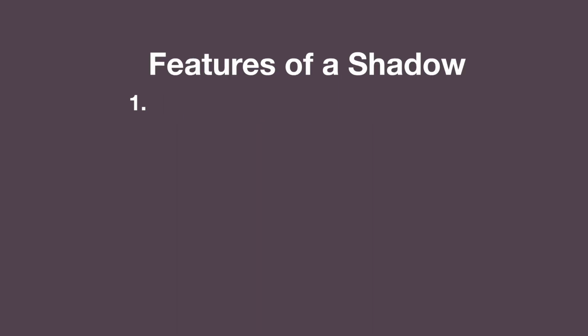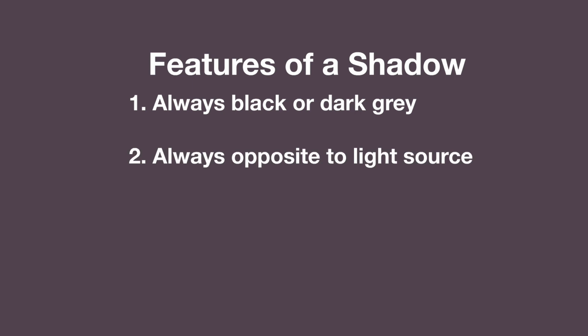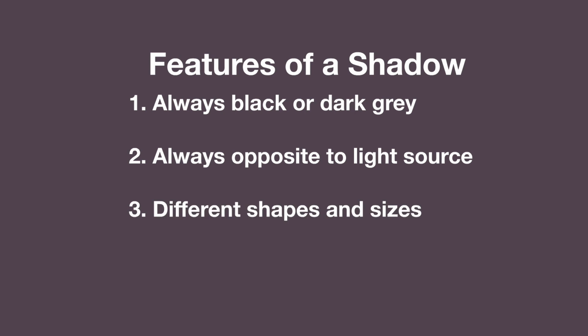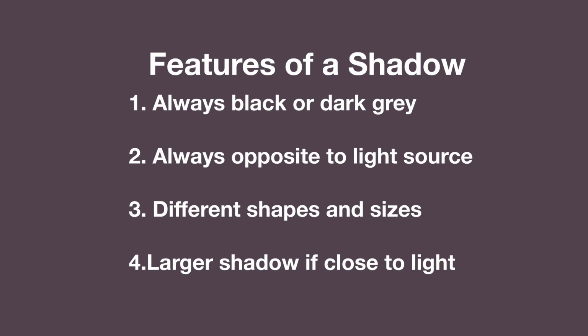Features of a shadow. A shadow is always black or dark gray. A shadow is formed on the opposite side of the source of light. Shadows can be different shapes and sizes. When the object is close to the source of light, it casts a larger shadow, but if the object is far from the source of light, it casts a smaller shadow. Only opaque objects cast a shadow.